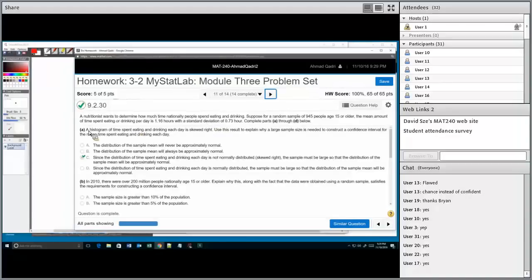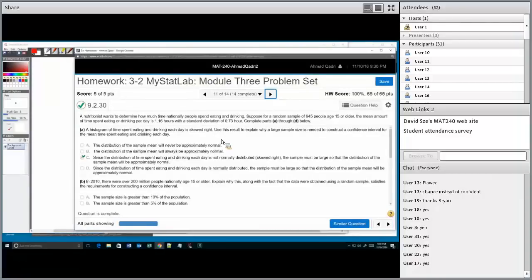But let's read the problem. A histogram of time spent eating and drinking. So when they created a histogram of the data, they found that the histogram is skewed right. So meaning you have outliers in the right direction. So large numbers, you have some large numbers. Use this result to explain why a large sample is needed to construct a confidence interval for the mean.